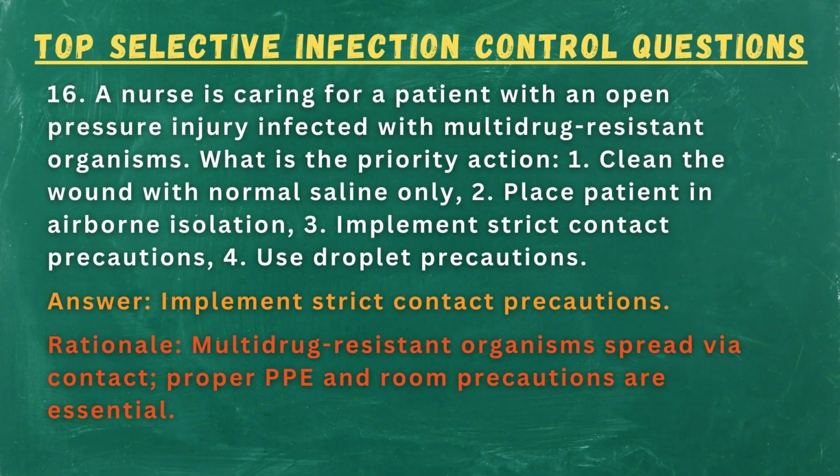16. A nurse is caring for a patient with an open pressure injury infected with multi-drug-resistant organisms. What is the priority action? 1. Clean the wound with normal saline only. 2. Place patient in airborne isolation. 3. Implement strict contact precautions. 4. Use droplet precautions. Answer: implement strict contact precautions. Rationale: multi-drug-resistant organisms spread via contact. Proper PPE and room precautions are essential.